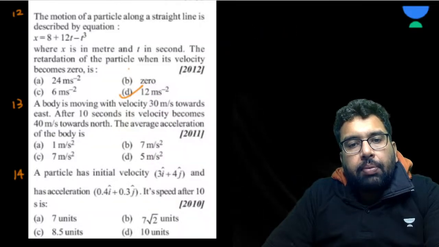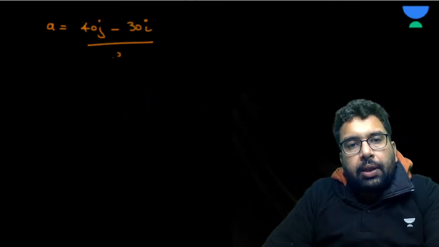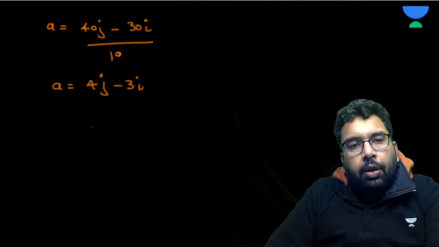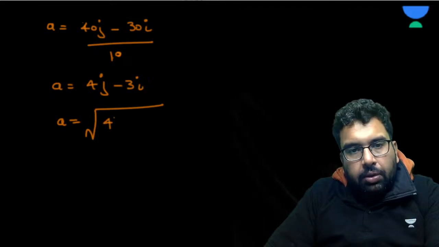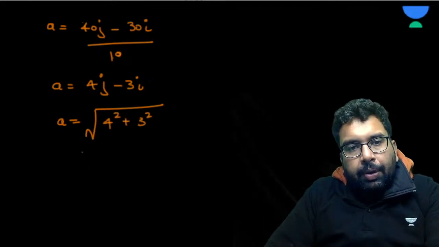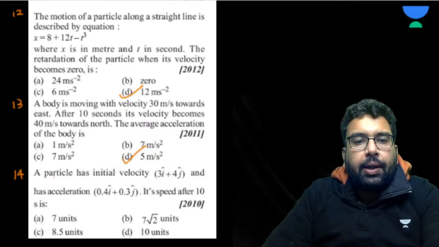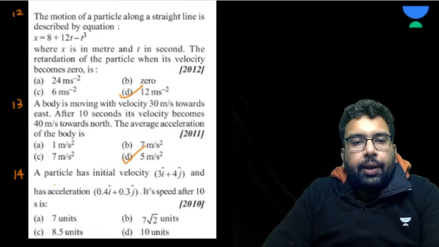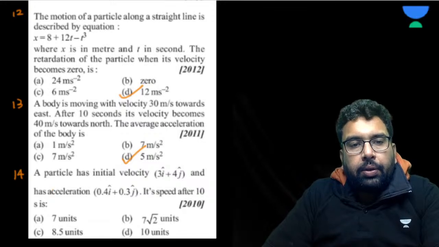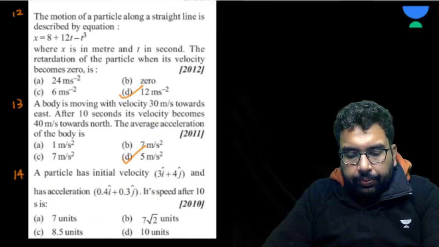So what is the time? Time is 10 second, right? So can we write the acceleration as 4 j cap - 3 i cap. If I find the magnitude, as we see in the answer, it will be the square root of 4 square plus 3 square. So acceleration will become 5 meter per second square. So this will become option D, right? Okay. Now let's do the 14th question.